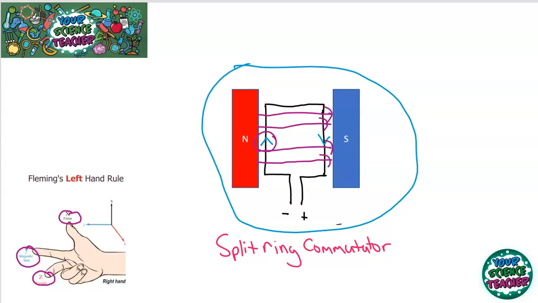And this is the turning effect at this point here. It's going into the screen. What's happening at the other arrow? Well, the magnetic field is going exactly the same direction, still north to south.